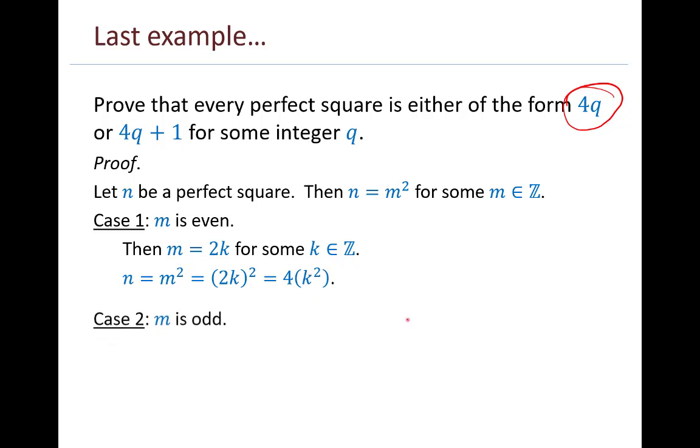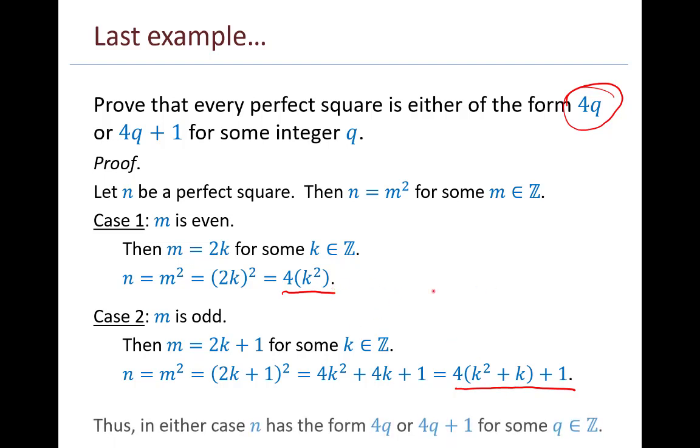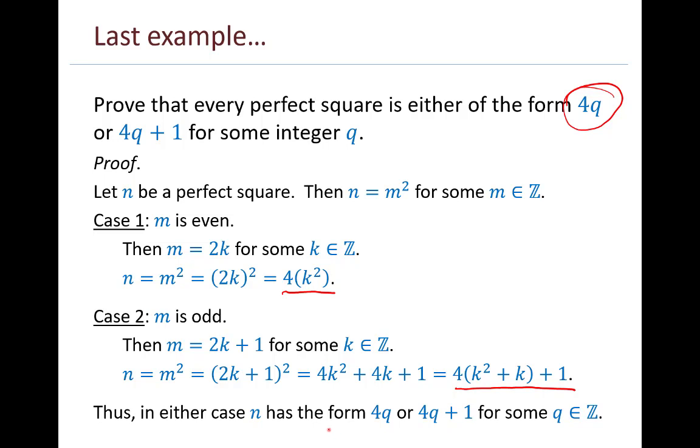Case 2. What if m is odd? Now, notice I don't actually use the word suppose here, but that's okay. m is even, m is odd. In this case, m equals 2k plus 1 for some integer k. I will square that, and we end up with 4 times k squared plus k plus 1. So look at the two cases where I ended up. In either case, n has the form 4q or 4q plus 1 for some integer q.